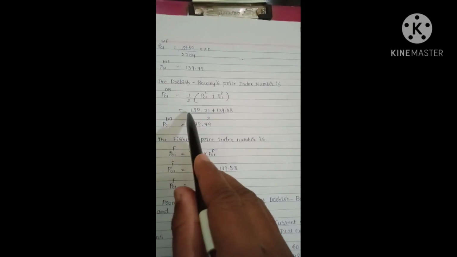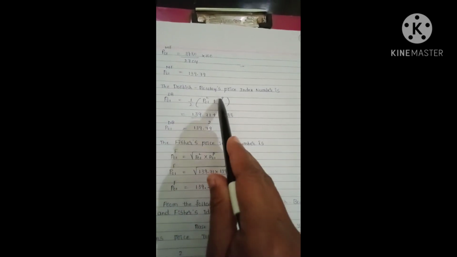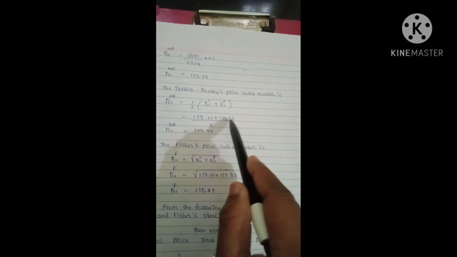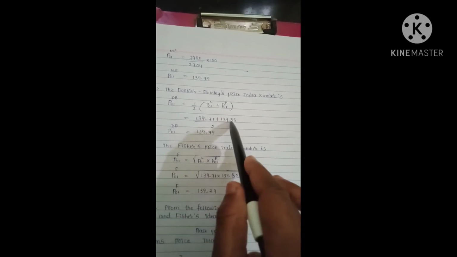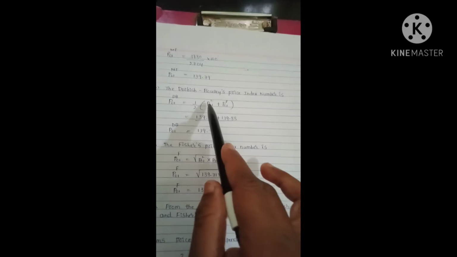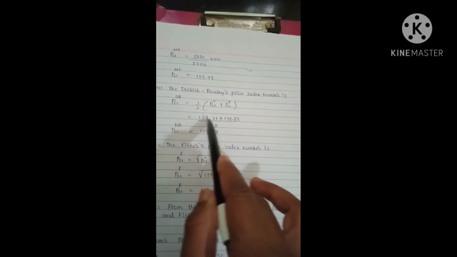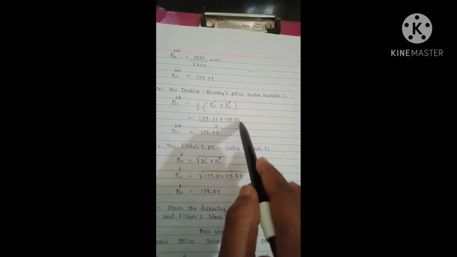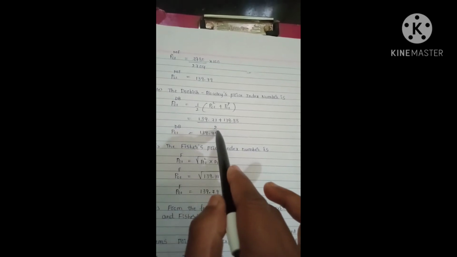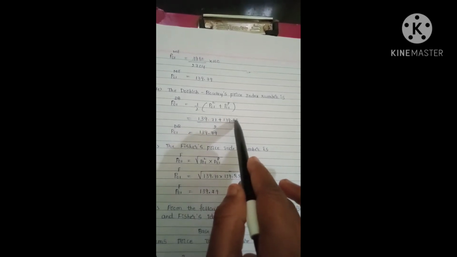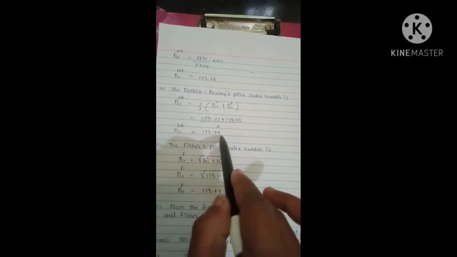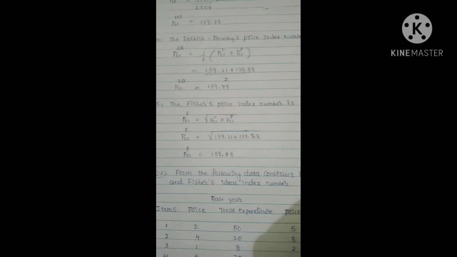The L value is 139.71 plus P value is pastures value 139.88. Directly we put here because already we calculated L and P value. 139.71 plus 139.88. Add these two numbers and divide by 2. First we add these two numbers and divide it by 2. Then we get 139.79. The Drobisch and Bowley's.